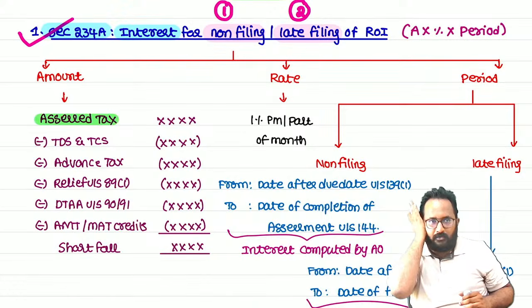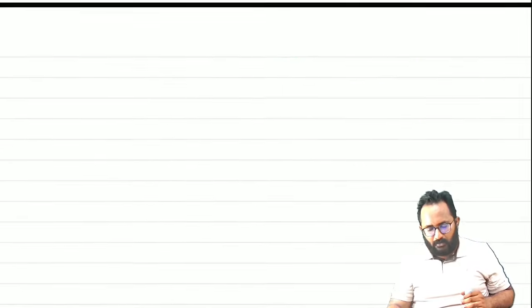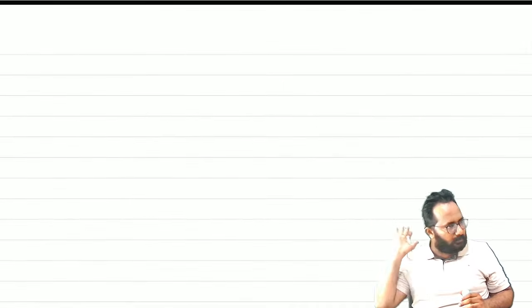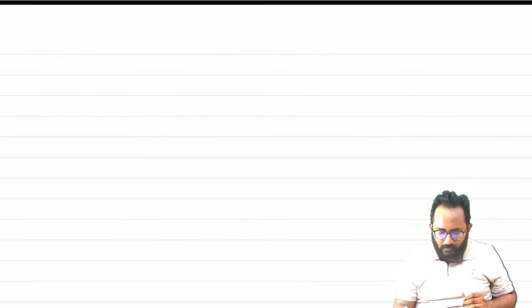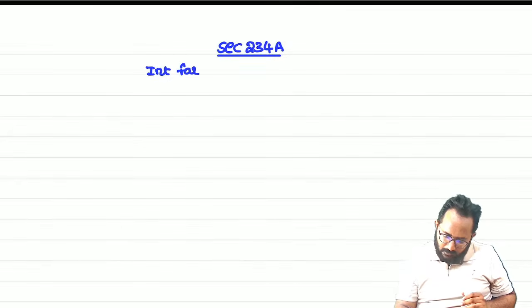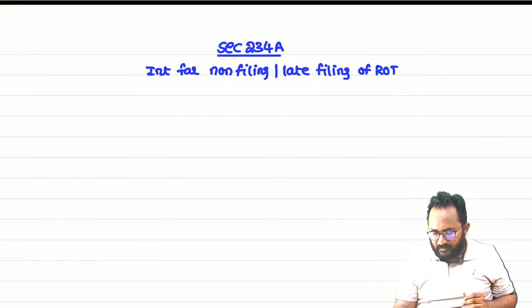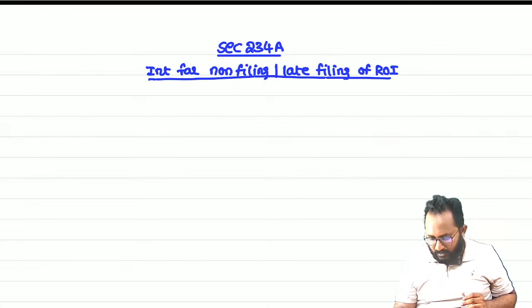Whenever you have an interest computation, please remember there are only three variables. How many variables? Three. Now we are discussing 234A, right? For what purpose? Interest for non-filing or late filing of what? ROI. Okay, these two consequences are related. Now we are going to calculate the interest.